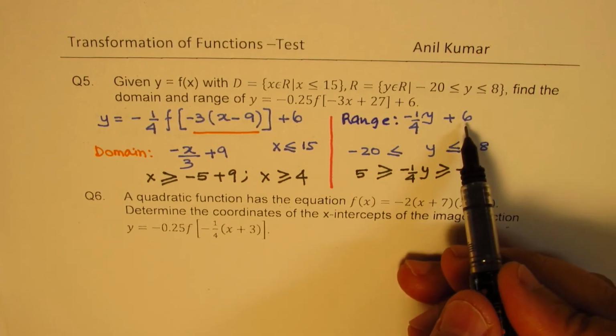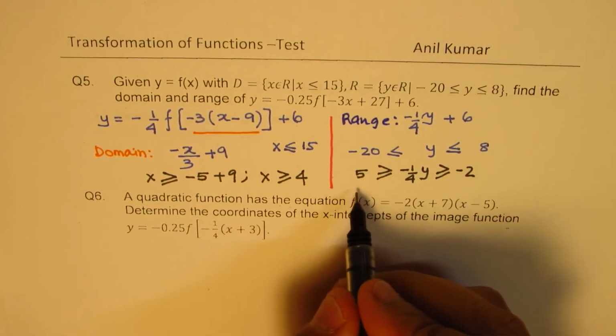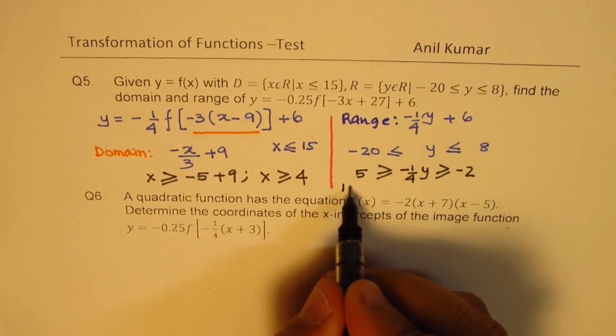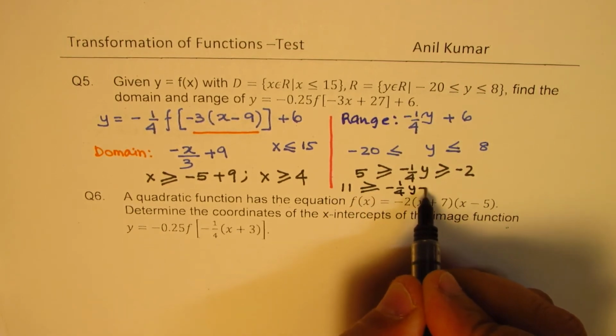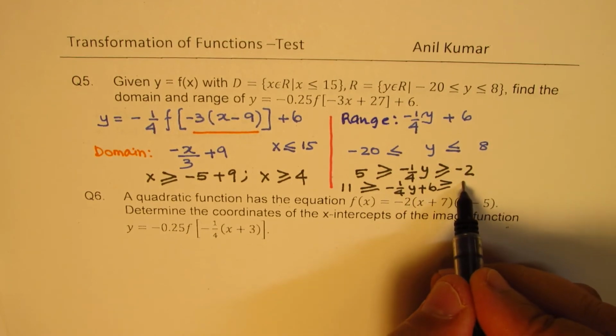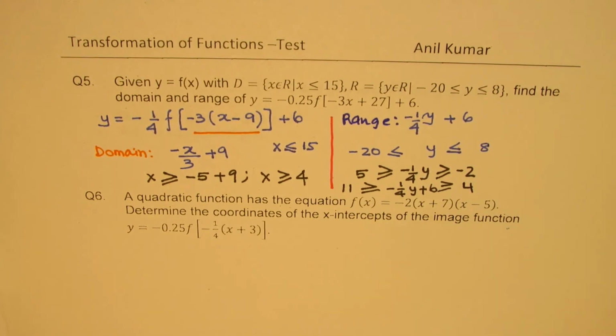And now we are going to add 6. So in our transformed function, we are going to add 6. So 5 plus 6 is 11, right? So 11. And that will be minus 1 by 4y plus 6. And when you add 6, it will become plus 4. So now it is between 11 and 4, correct?